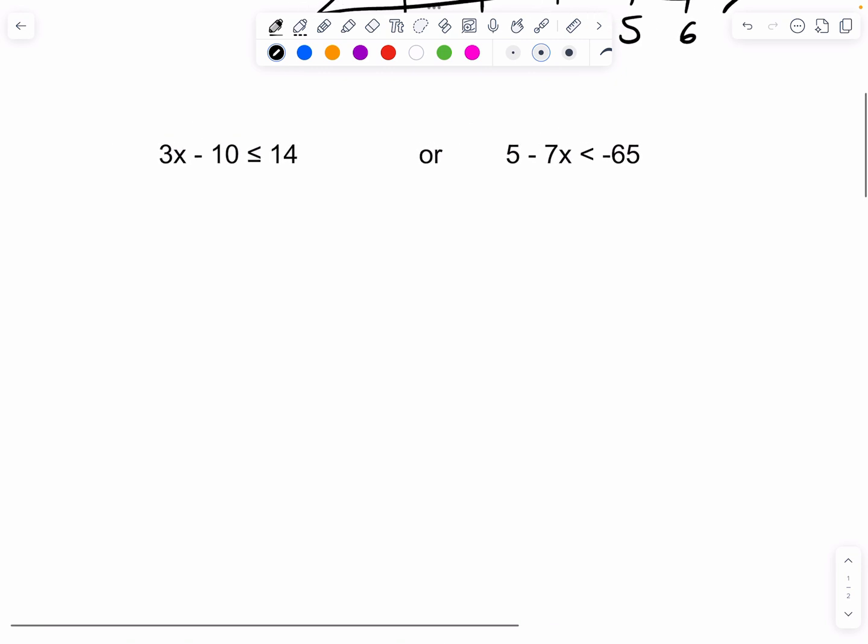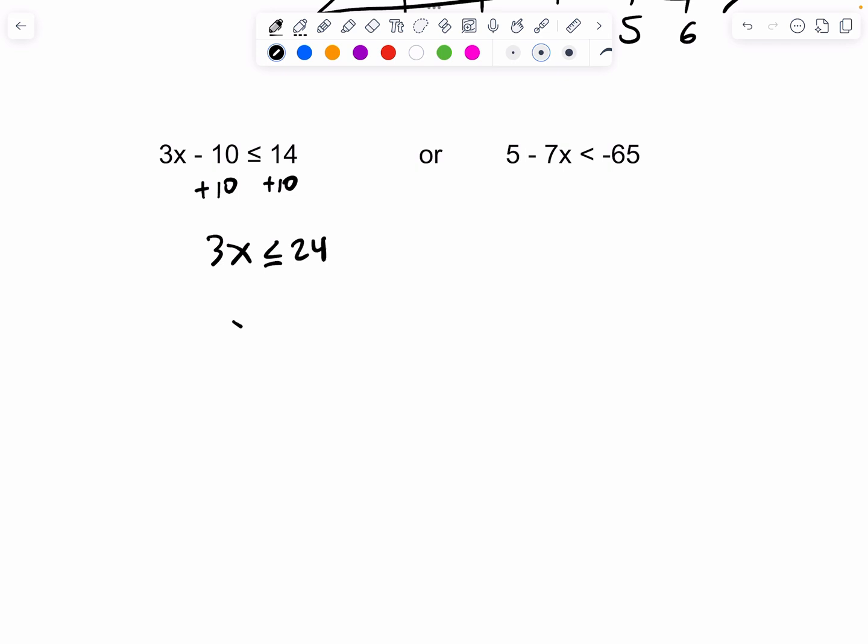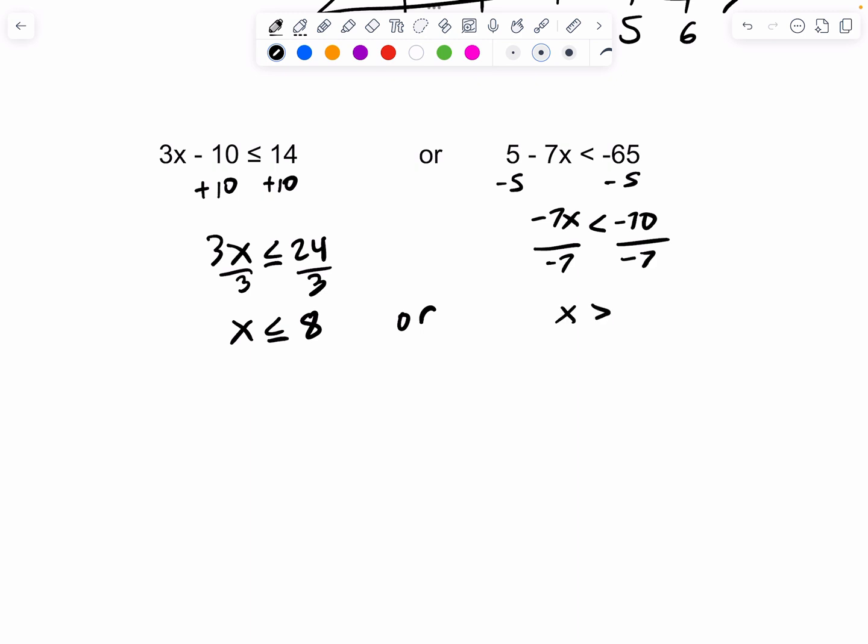Now let's look at a union. Add 10, 3x less than or equal to 24, divide by 3, divide by 3, x is less than or equal to 8, or subtract 5, negative 7x is less than negative 70, divide by negative 7. When you multiply or divide by a negative, you must flip the sign.